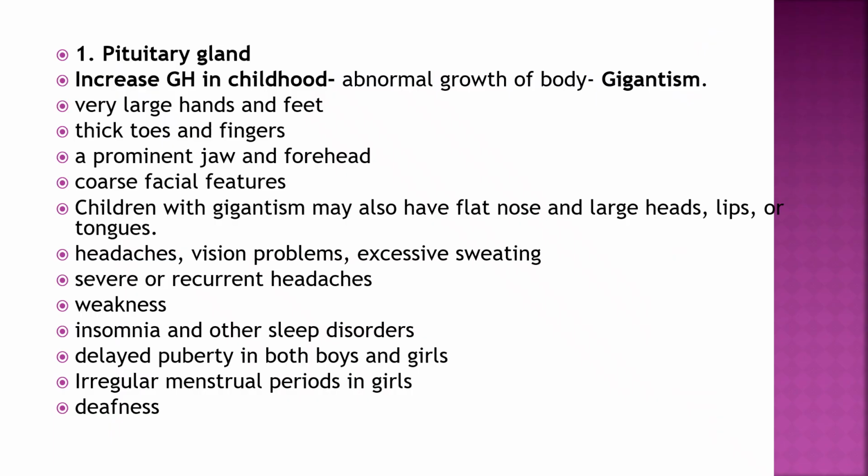Increased growth hormone in childhood causes abnormal growth of the body, called giantism. In that, the person will have very large hands and feet, thick toes and fingers, a prominent jaw and forehead, coarse facial features. Children with giantism may also have a flat nose and large heads, lips and tongues. Headaches, vision problems and excessive sweating are there, and then severe and recurrent headaches, weakness, insomnia and other sleep disorders may be there. There will be delayed puberty in both boys and girls, irregular menstrual periods in girls, and maybe deafness is also there.